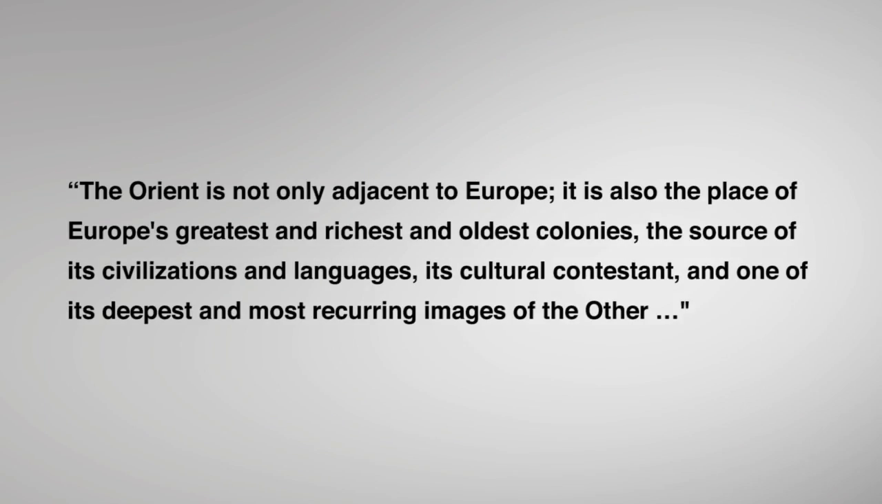By Orient, Said makes it clear that he means the Middle East. Orientalism, the book, also discusses India and Africa and other parts of the world, but his main concern is the Arab world. Said writes that the Orient is not only adjacent to Europe, it is also the place of Europe's greatest and richest and oldest colonies, the source of its civilizations and languages, its cultural contestant, and one of the deepest and most recurring images of the other.